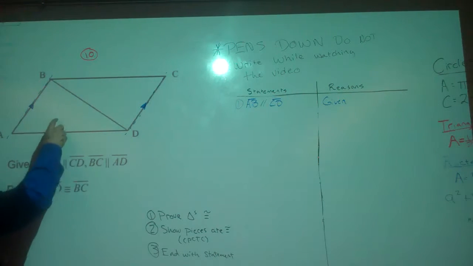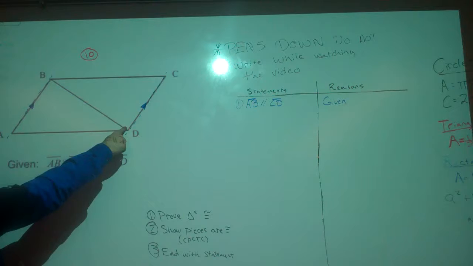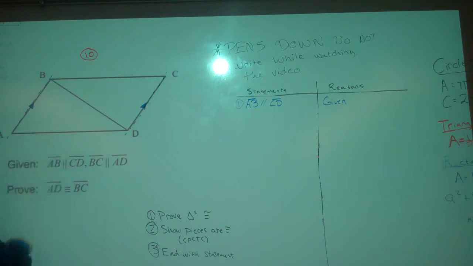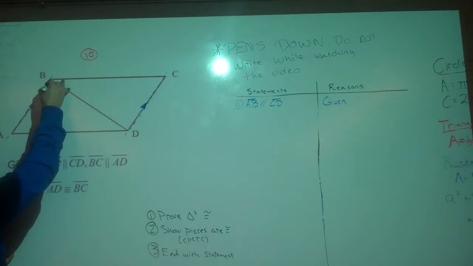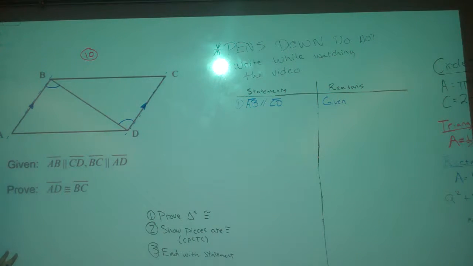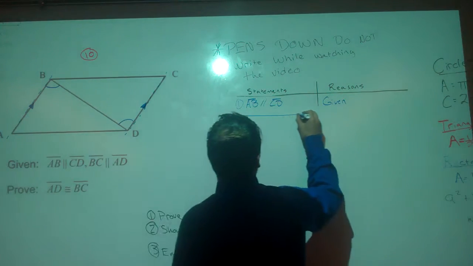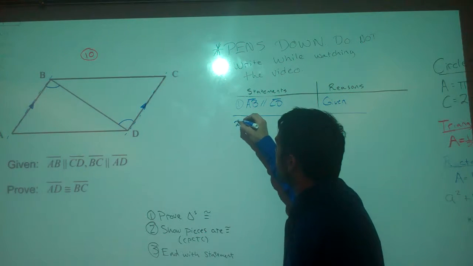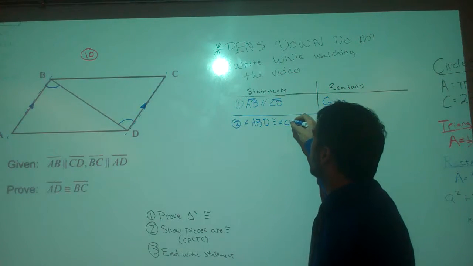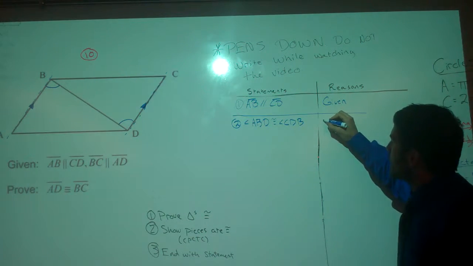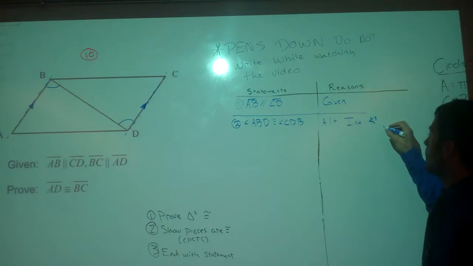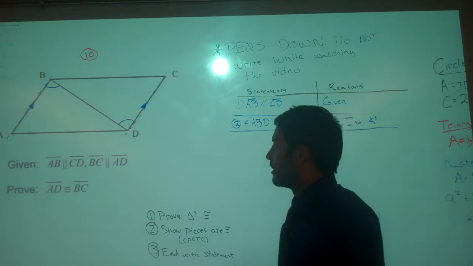I need to instead look for angles that are on the same transversal, touching those blue lines. The transversal I'm going to use is BD, so I need to find an angle that touches BD and is also on the blue parallel line. In this case, it is angle ABD and angle CDB. These angles are alternate interior to one another. Because the lines are parallel, I can say that they are congruent. Alternate interior angles only work with congruence if the lines are parallel.